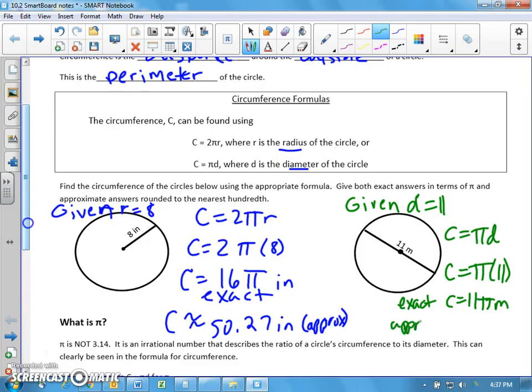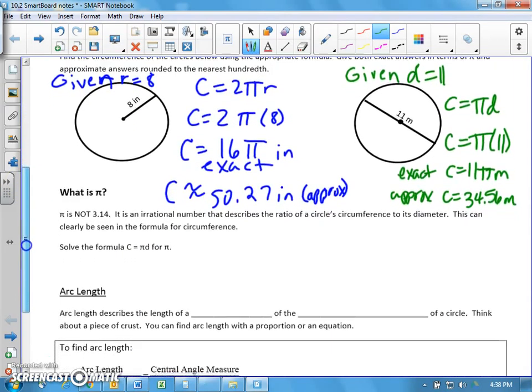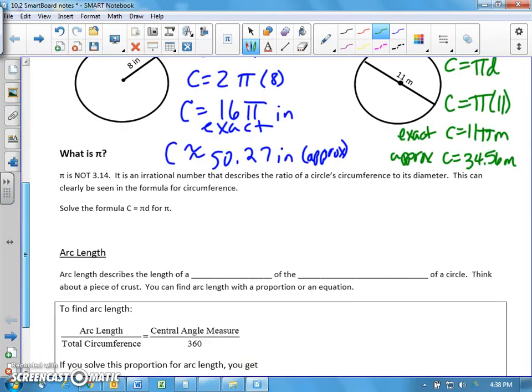Your approximate answer, when you type this into your calculator, you're going to get this to be approximately 34.56 meters. It's important to note that pi is not 3.14. Most of the time if I ask a student what pi is, that's the answer I'm going to get. But that's not true. It's an irrational number, and it describes the ratio of a circle's circumference to its diameter. So, for example, if we take the formula C equals pi d and solve for pi, we would divide both sides by d, and we would find out that circumference over diameter is what pi is.